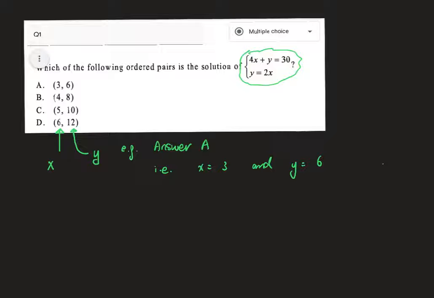Let's check it. The first equation is 4x plus y equals 30. On the left side, we have 4 times 3 plus 6, which is 18. And this one, very obvious, is not equal to the right side. So, A is not the answer.